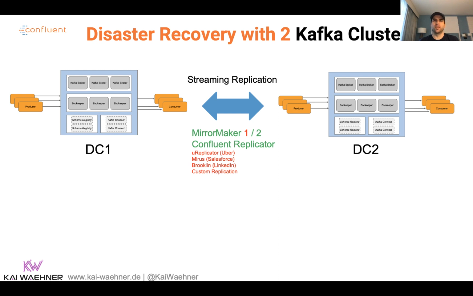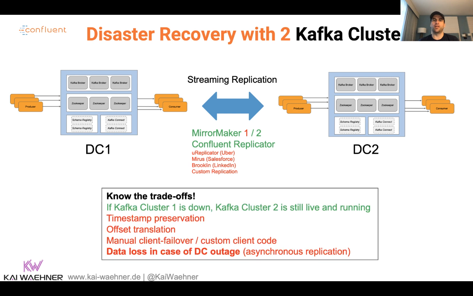So this means that if DC1 is down, the consumers consume from DC2 without any downtime. The good thing here is if Kafka Cluster 1 is down, Kafka Cluster 2 is still alive and running and has synchronized the data in real time from data center 1. However, again, on the picture it's easy. In the real world it's a little bit harder. It's different distributed systems, so you have to think about Kafka-specific things like timestamp preservation or offset translation. And also especially hard is the manual client failover and the custom client code.